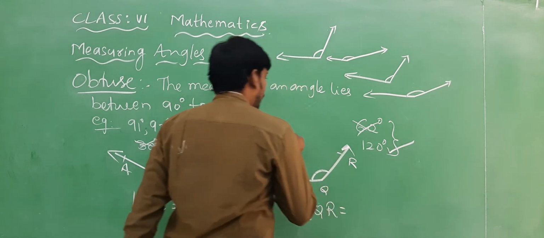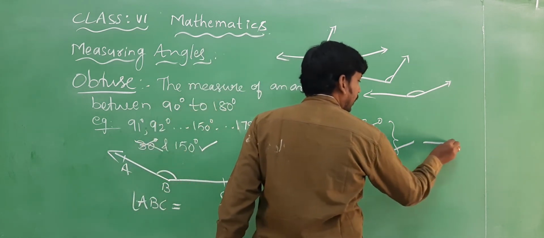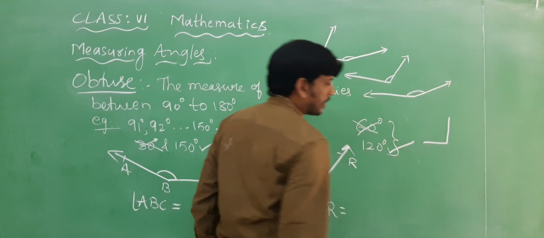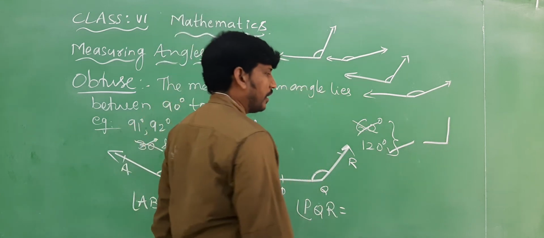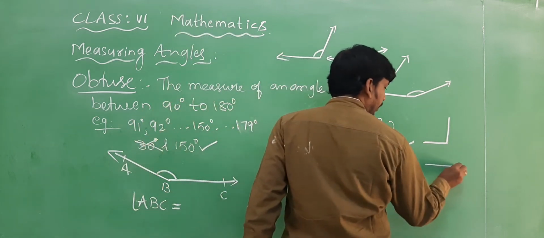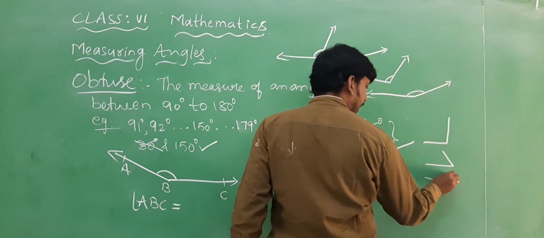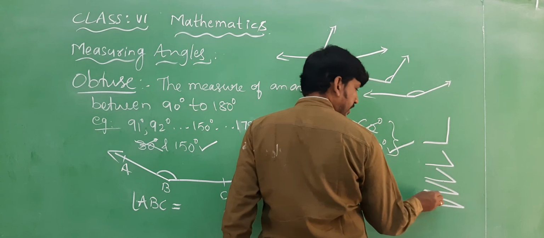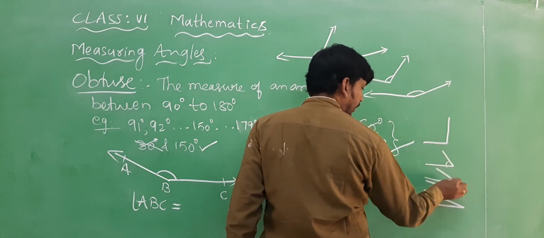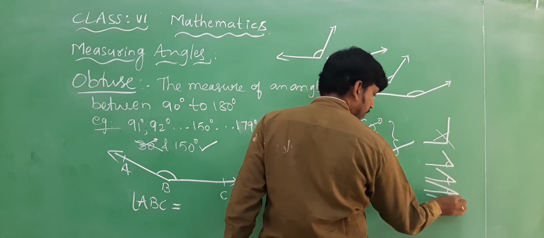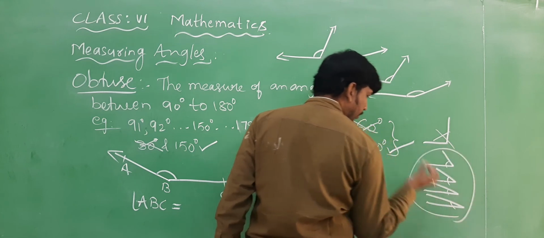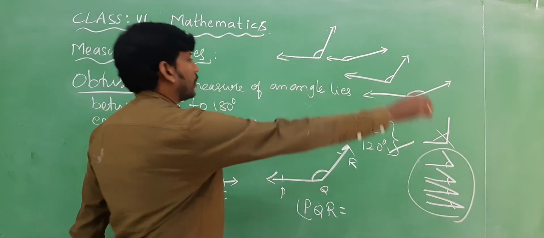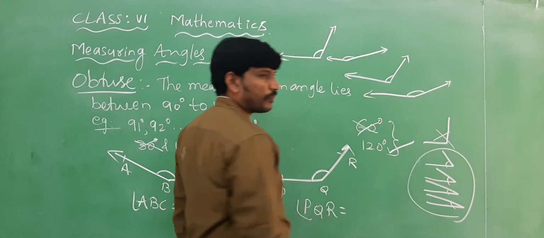Acute angle. This is exactly 90 degrees, L shape. Like this, like this, like this. Not only this one, these are all acute angles. These four are showing acute angles. These are all showing obtuse angles. Is this clear, children?